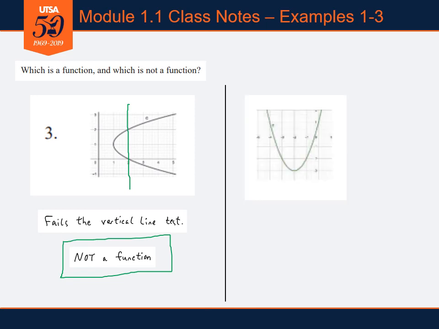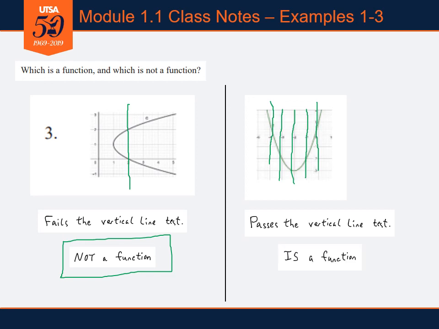On the other hand, here, no matter what vertical line we draw through this graph, use your imagination to think that these are actually vertical lines that I'm drawing. No matter what vertical line we draw through the graph of this curve, every single one of those vertical lines only passes through a single point. That means that every x value that I can think of here corresponds to only one y value. Only one point for every vertical line means that we have only one output for every input. In that case, we say that the graph passes the vertical line test. It is a function.